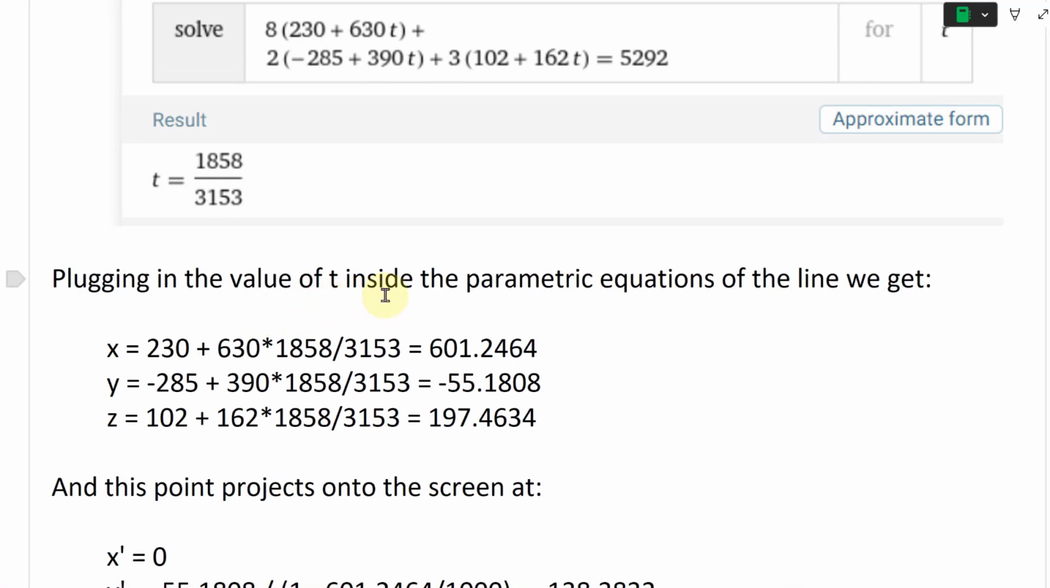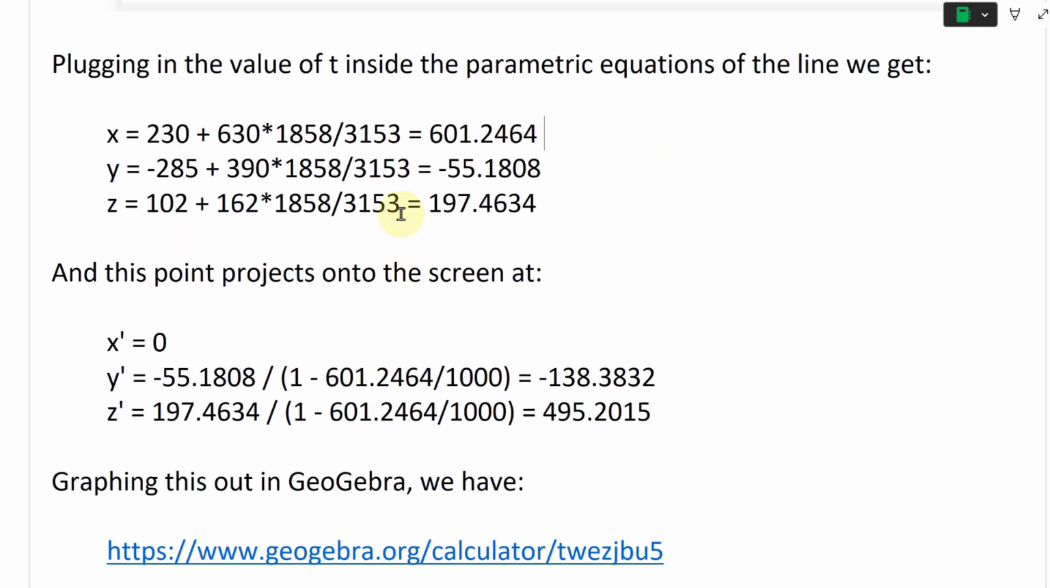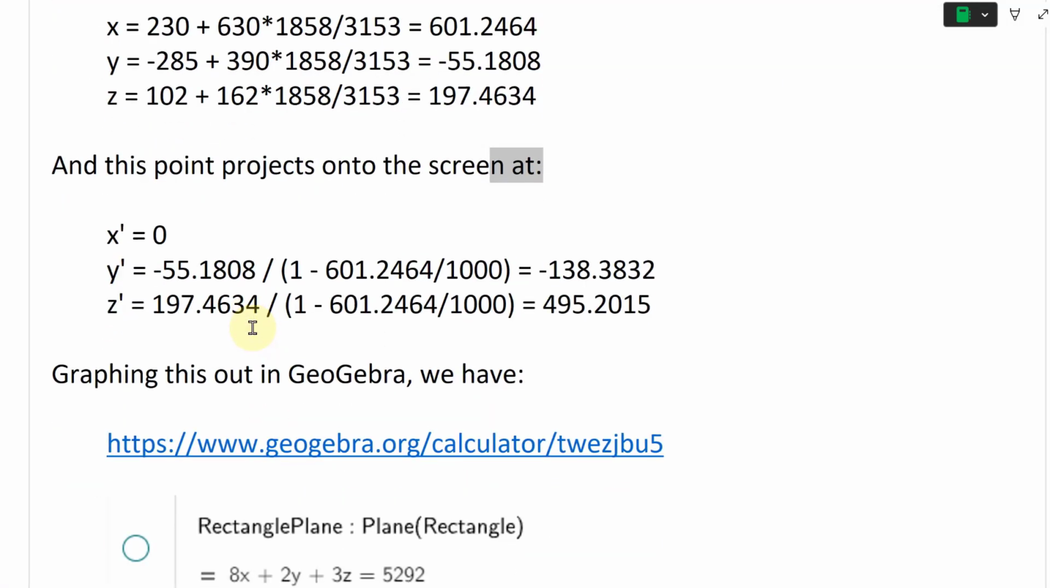So plugging in the value of t inside the parametric equations of the line, we get x is 230 plus 630 times 1858 divided by 3153, we get the 601, etc. The next one is negative 55.18, and the next one is for the z, 197.4634. And this point projects onto the screen and then we use the same equations, same ones as before.